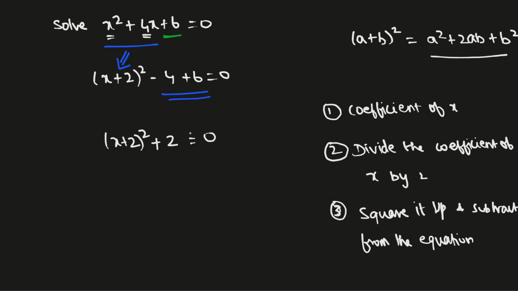And the next step. Solve means what? We have to find the value of x. x is equal to question mark. In order to find the value of x, I have to keep x on the left hand side and take anything other than x to the right hand side. So I'm going to take this 2 to the right hand side. So it is (x plus 2) whole square, and taking 2 to the other side, it becomes minus 2.